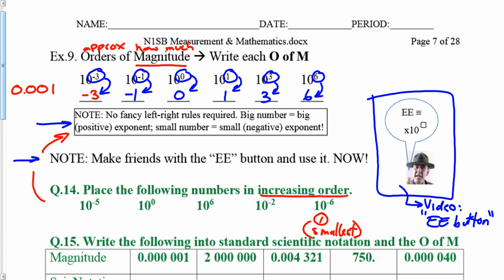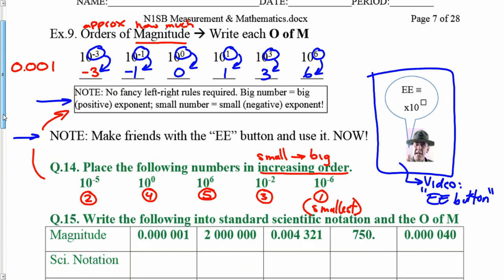Increasing order, by the way, you'll see that a lot in this course. That means go from small to big. If you put a class in increasing height order, you got the short in the front, the tall in the back. Okay, the next smallest would be 10 to the minus 5th, then 10 to the minus second, then 10 to the 0, then 10 to the positive 6th, among this set of numbers. All right, fine. These are baby steps so far.